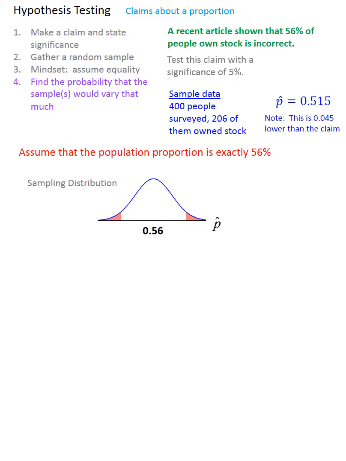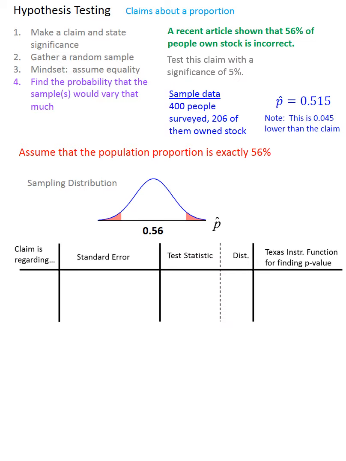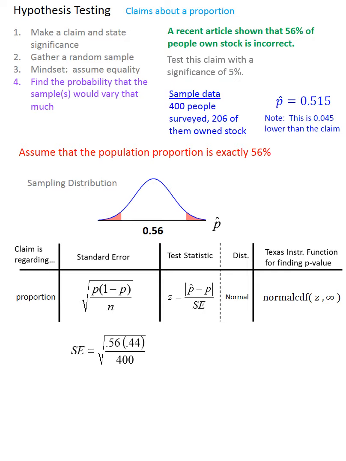So here's the big step, the second thing we do, or step 4 overall, where we do the actual calculations. Well, we have the same formulas as before, since we're doing a claim about one proportion. We compute all the stuff the same way. Notice 56% is the claimed proportion of stock owners. 44% would be the proportion of people who don't own stock. And I have a sample size of 400. This works out to about 2.5% as a standard error.